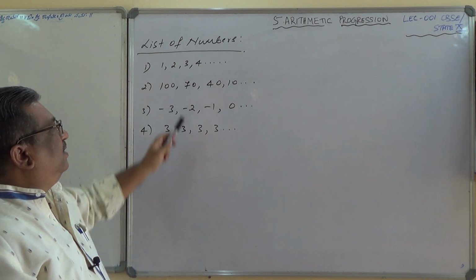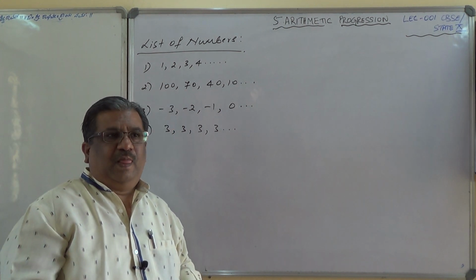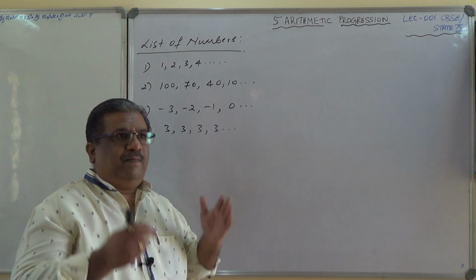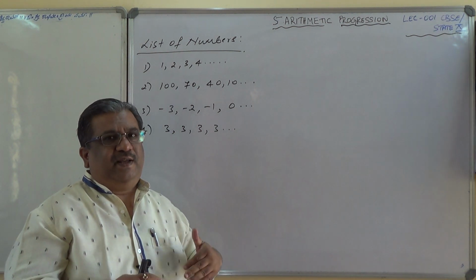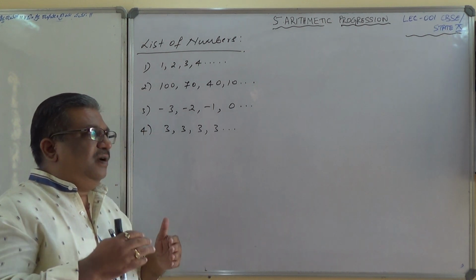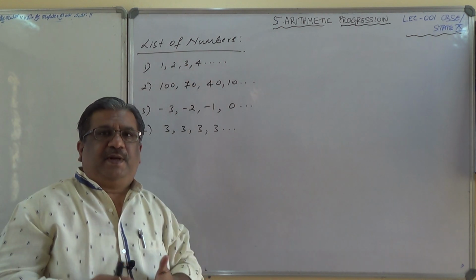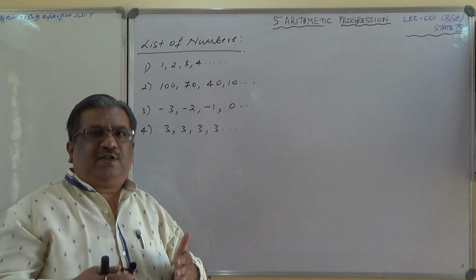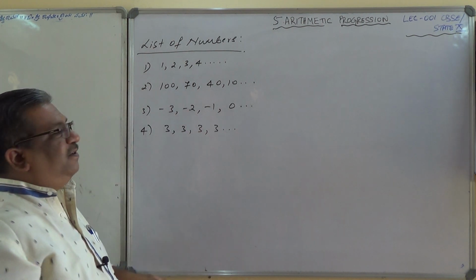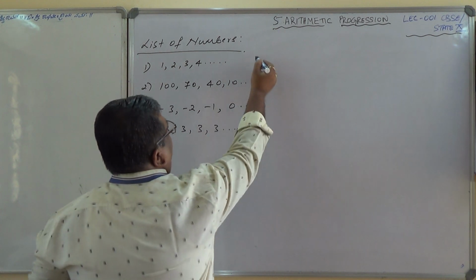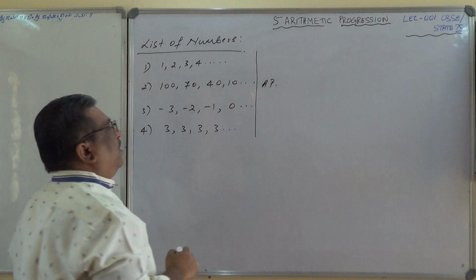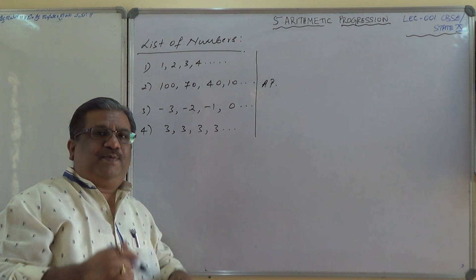And therefore, what is the speciality of such numbers? I can obtain a number by adding a fixed number to the preceding term. Or I can say this way: every term, each term, is obtained by adding a fixed number, a constant number, to the preceding term. So that is the specialty of these numbers, and therefore we say all these lists of numbers are in AP, arithmetic progression. So what is arithmetic progression conceptually?